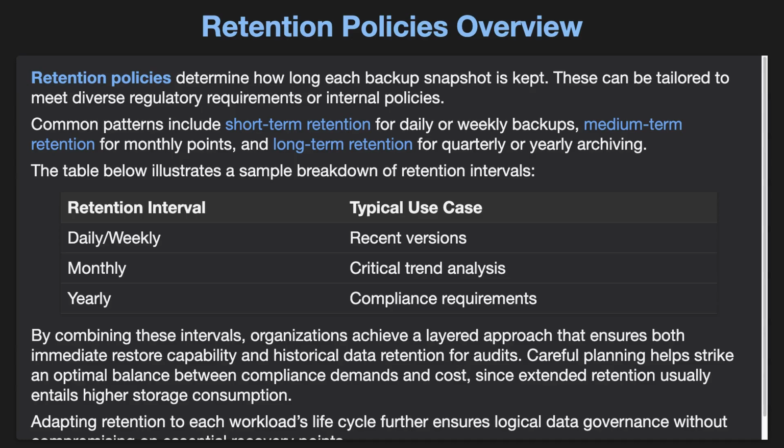Retention policies determine how long each backup snapshot is kept. These can be tailored to meet diverse regulatory requirements or internal policies. Common patterns include short-term retention for daily or weekly backups, medium-term retention for monthly points, and long-term retention for quarterly or yearly archiving. The table below illustrates a sample breakdown of retention intervals. Retention interval, typical use case. Daily/weekly: recent versions. Monthly: critical trend analysis. Yearly: compliance requirements.